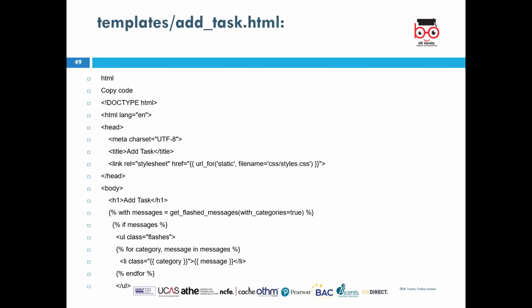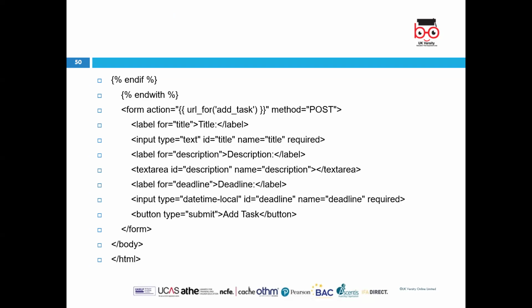Here we have again our boilerplate template for our HTML file, and we now need to also link our HTML file to our cascading style sheet and also to our Python file.